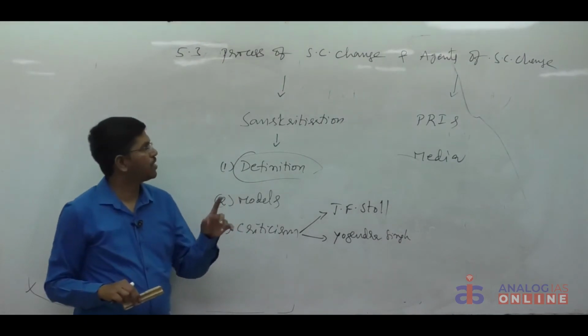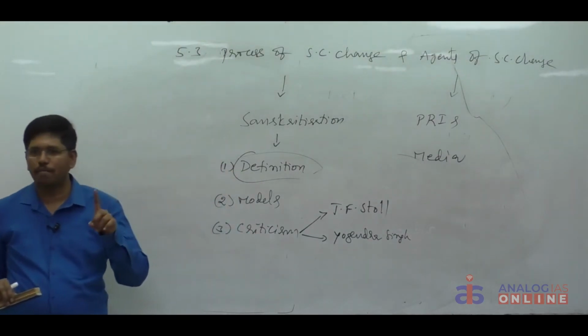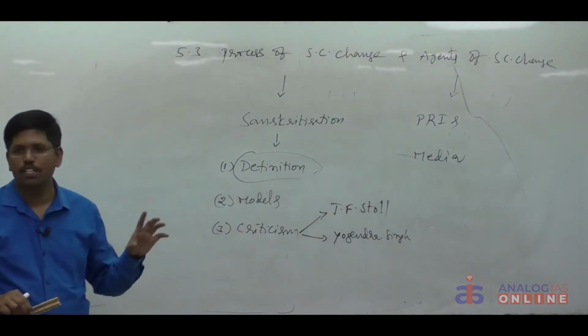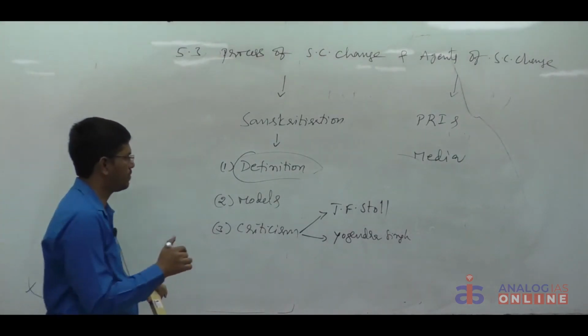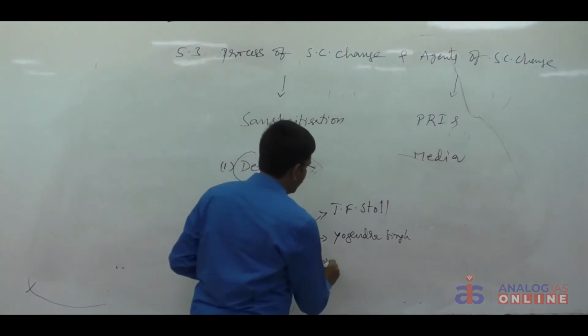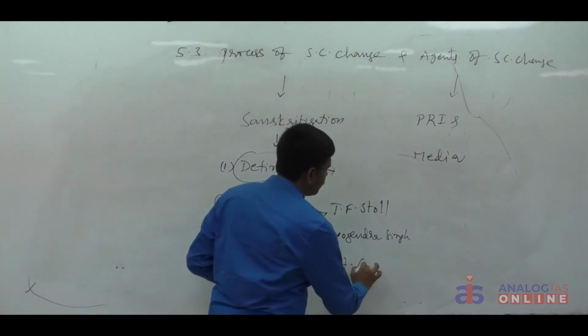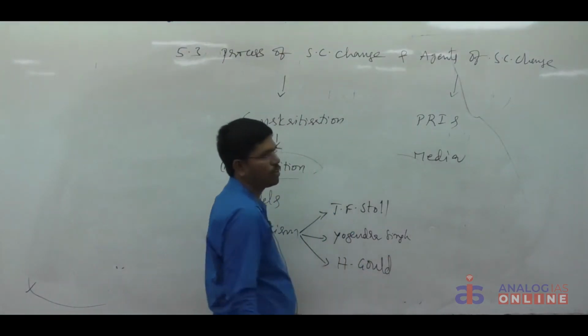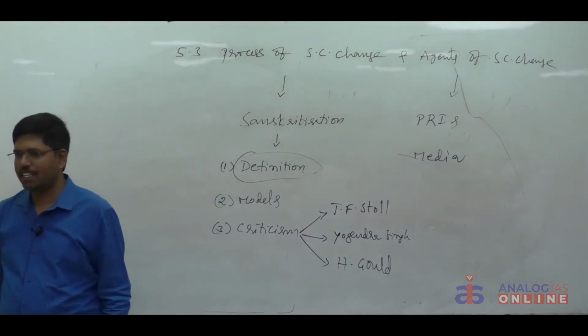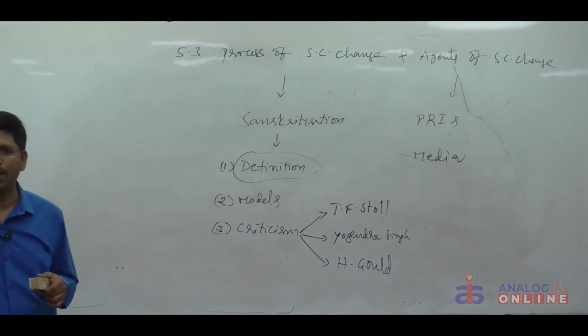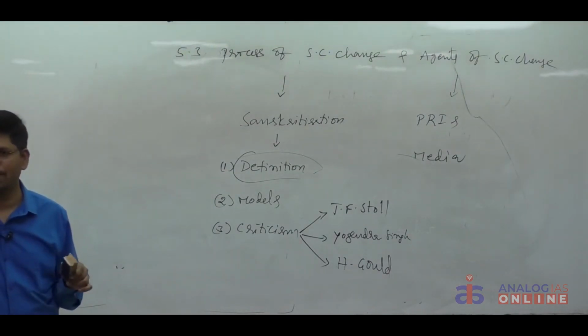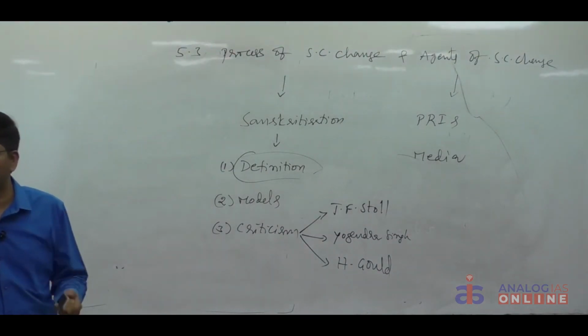According to M.N. Srinivas, Sanskritization has a pan-India pattern, but according to Yogendra Singh, it is not so. Only some castes here and there followed the process of Sanskritization. And according to Harold Gould, Sanskritization is not the imitation of the lifestyle of the upper caste by the lower caste. It is not imitation per se. It is an expression of revolt of the lower caste against the dominance of the upper caste.